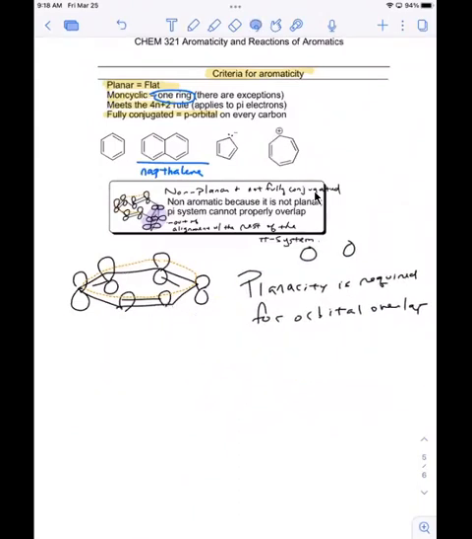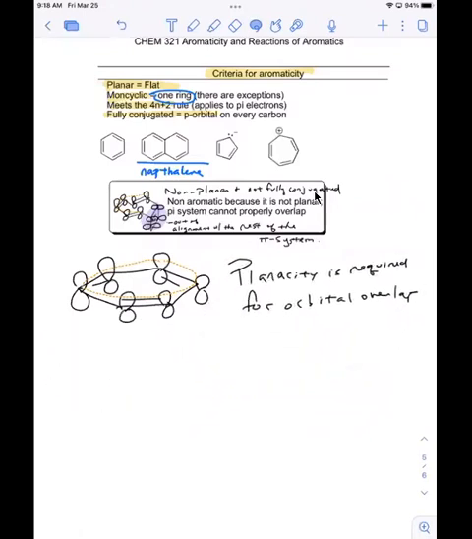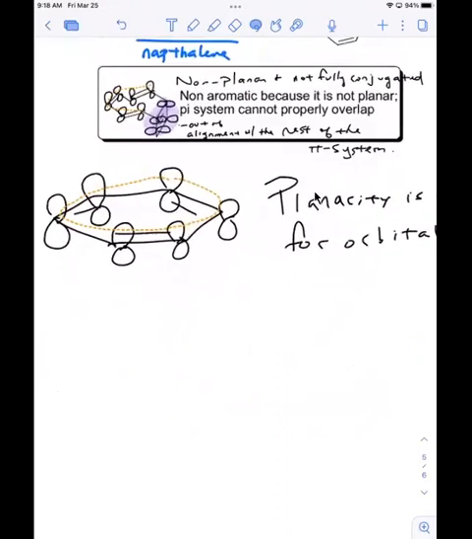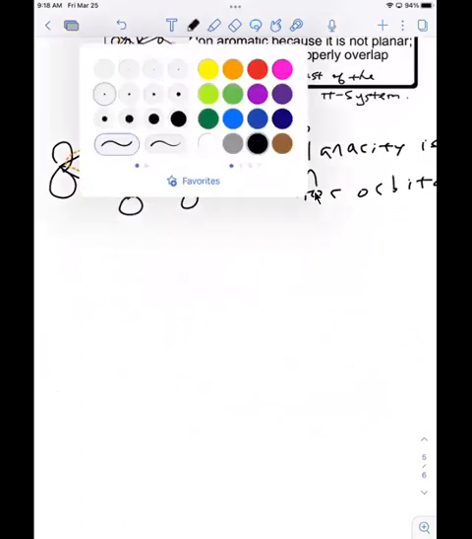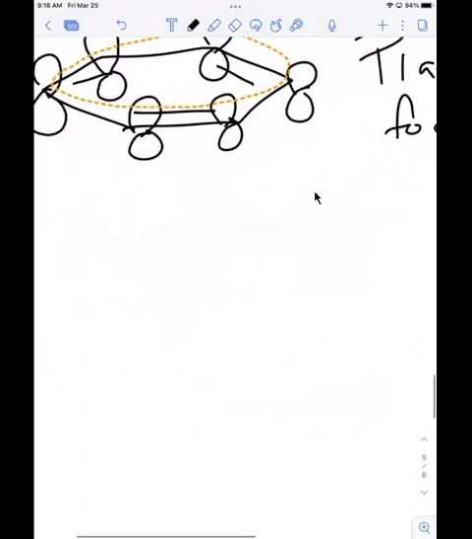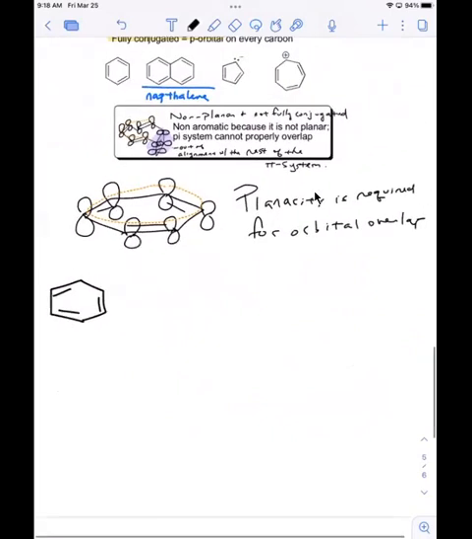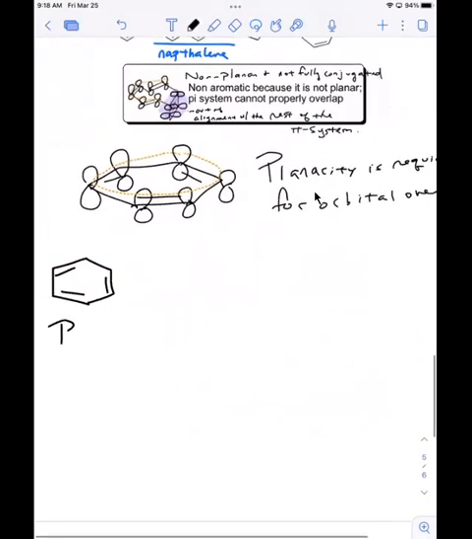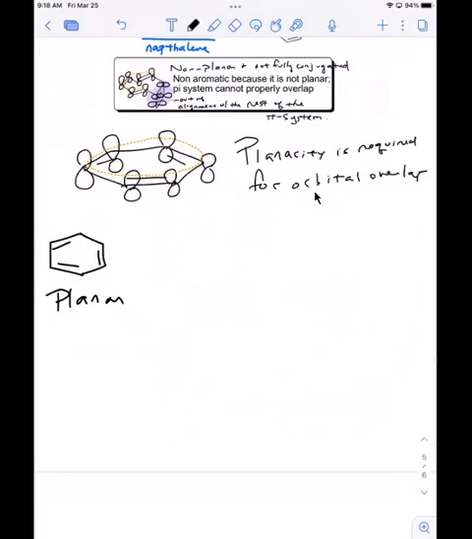Right. So let's take benzene, for instance, and let's ask all four of those questions of benzene. So here is benzene, and we already know that it's planar. All right. We already know that it is monocyclic. It's only made up of one ring.